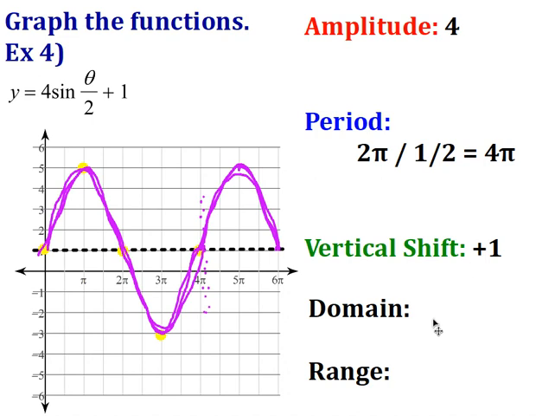Domain and range, you guessed it. Range, our vertical shift minus our amplitude, so 1 minus 4 gets us at that -3, which we can see right here, inclusive. And then that +1 plus 4 gets us back up to 5.